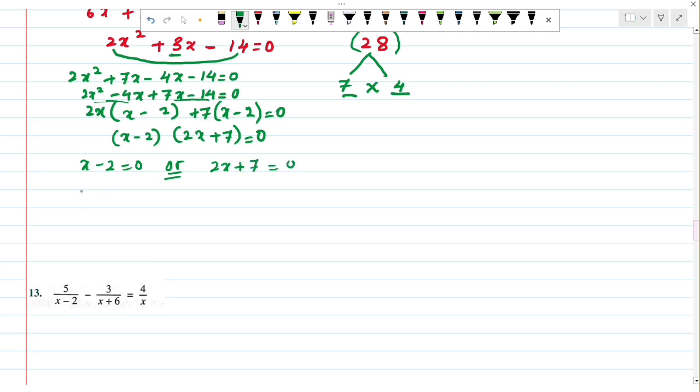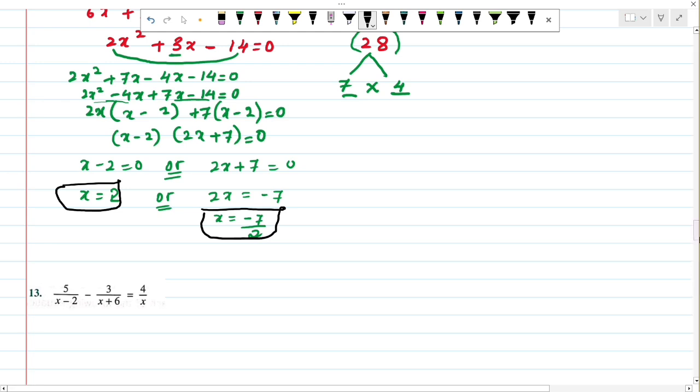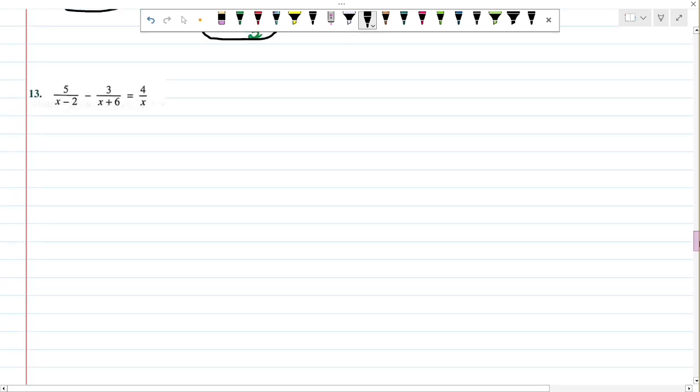So if I equate this, I'll get x is equal to 2 or 2x is equal to minus 7, and hence x is equal to minus 7 by 2. So these are the answers. I'll get x is equal to minus 7 by 2 and x is equal to 2. I hope this is clear for everyone. So next question is the 13th one.